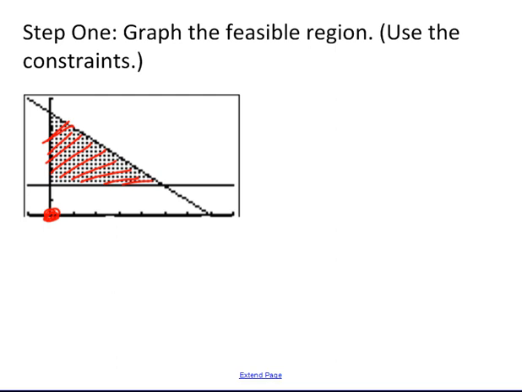shaded region right here. Now the shaded region, this little triangle here, is called the feasible region. We only are concerned with the corners or the vertices of the feasible region. Now if I have 3 sides, that means I'm going to have 3 vertices. So I only have to look at this point, this point, and that point. That's all I have to worry about, those 3 points.